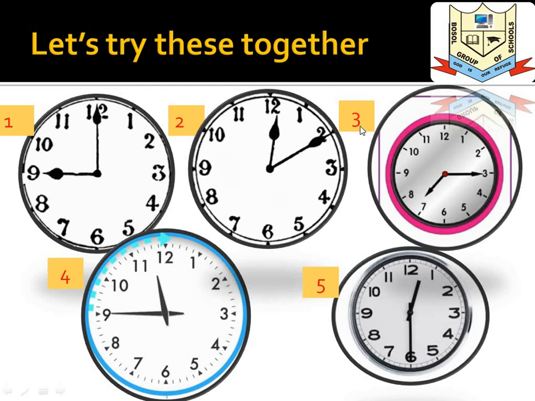Take a look at assessment number 3. Remember, when the long end points to 3, it's telling us that it is quarter past. And the short end before us is leaving 7 to 8. So it means we have quarter past 7.